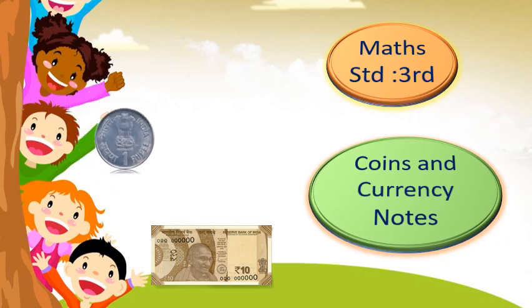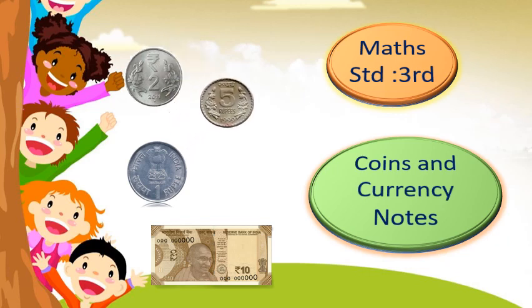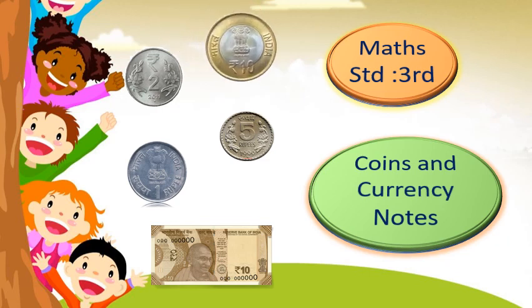In our daily life, we purchase the required things from a shop and pay money to the shopkeeper for the purchased things. Isn't it? Okay. Money is available in two forms. First one coins and second currency notes. First, we will study about the coins.